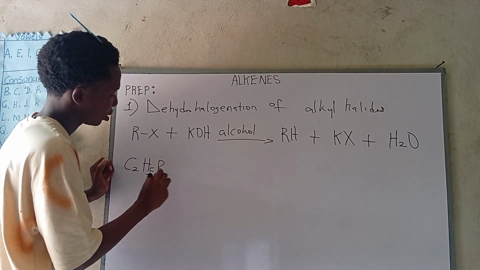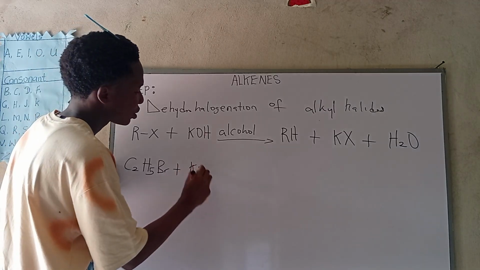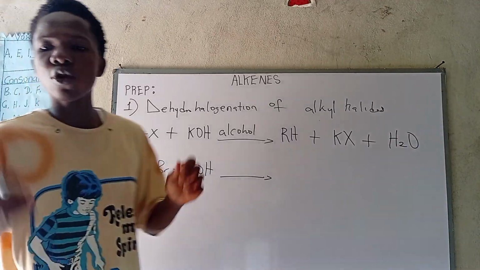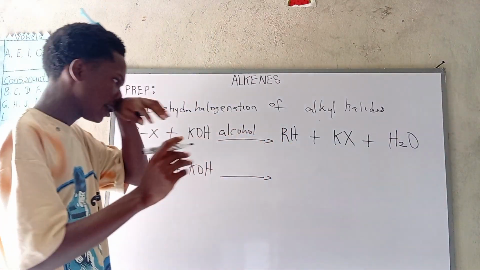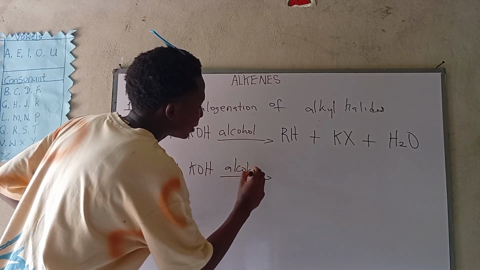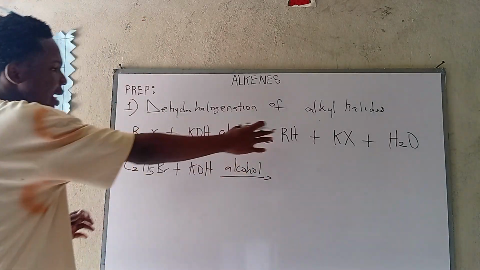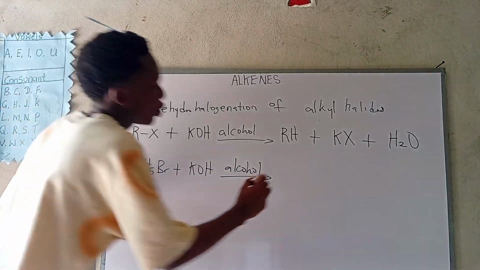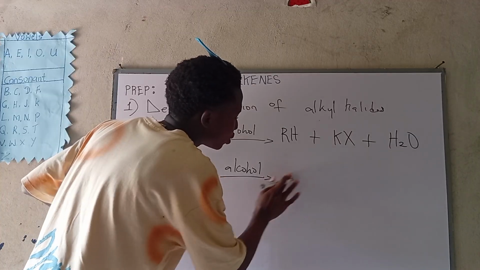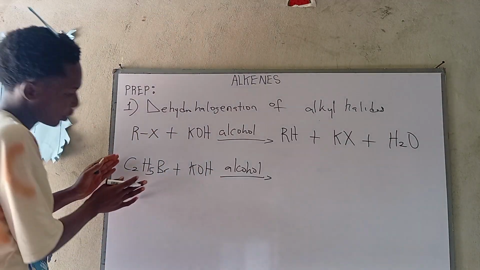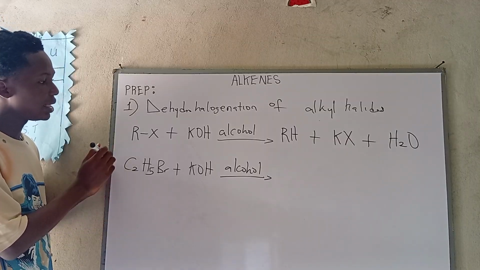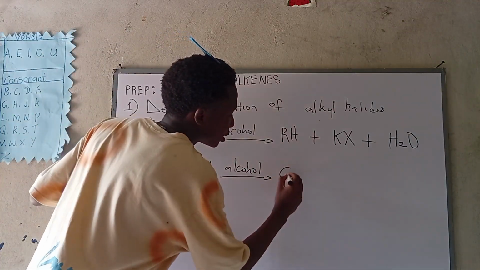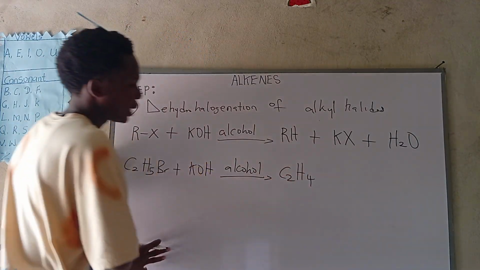Ethyl bromide is going to be written as C2H5Br. We react it with potassium hydroxide. Now, from the look of things, what is this going to give us? It's very simple. We have our catalyst, an alcohol. A double displacement will happen. First of all, we are going to get an alkene. Which alkene are we going to get? The nearest alkene is definitely going to be ethene, C2H4. That's what we're going to get.